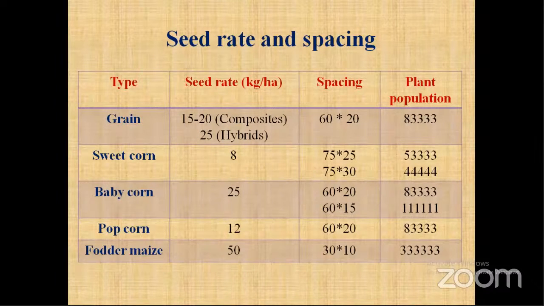Hybrids are produced through breeding, and we know they are produced by private companies. Suppose one variety can tolerate low moisture conditions. Another variety is high yielding but very sensitive to low moisture, so they will incorporate the gene from one variety into the second variety, into one crop, and produce the hybrid. It is produced by a breeding program. Composites are nothing but normal varieties; initially farmers used to grow composite varieties only. Compared to hybrids, they are low yielding and they are susceptible to diseases and pests also.